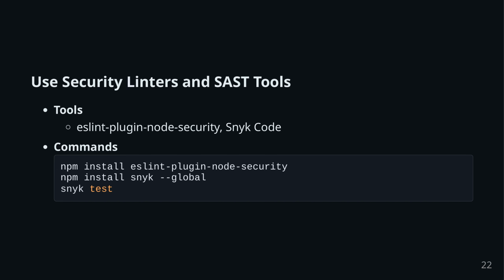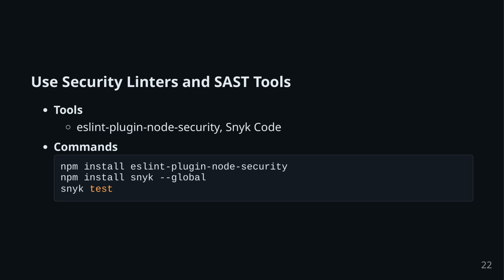To continue ensuring the security of your Node.js applications, it's essential to use security linters and static application security testing (SAST) tools. These tools can help you automatically detect vulnerabilities and enforce security best practices during code development. Some of the recommended tools include ESLint plugin Node Security and Snyk Code. To integrate and use these tools, you can install them using the following commands.